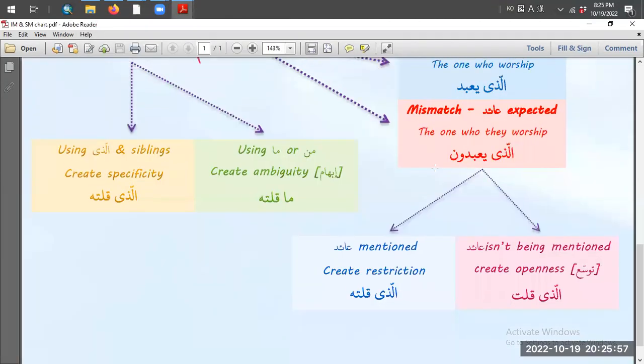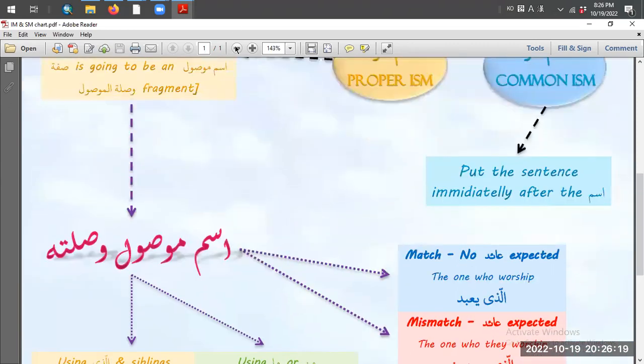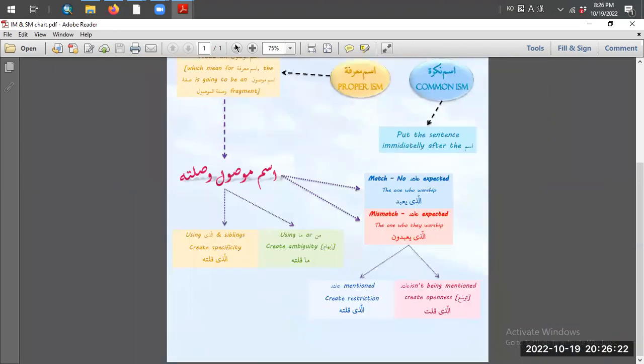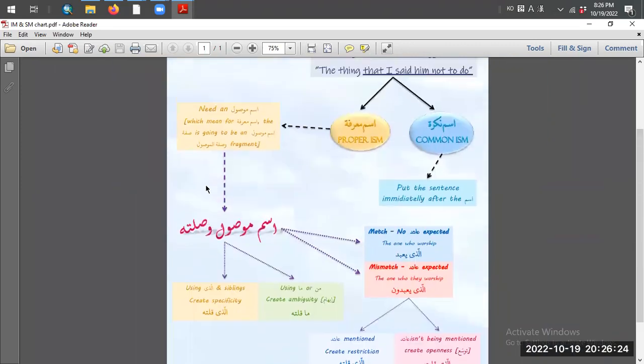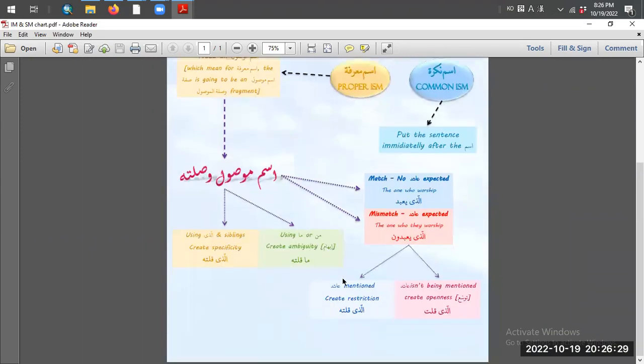I hope that's clear now about tawassu' and ibham. And if someone listens to this recording and finds something wrong in my explanation, please do let me know so we can learn together. Thank you in advance. Yeah, I think that's all about the a'id.